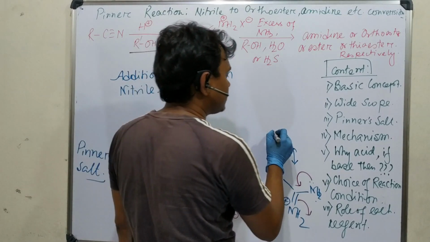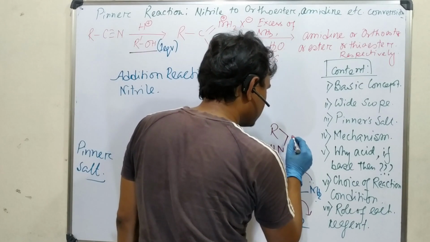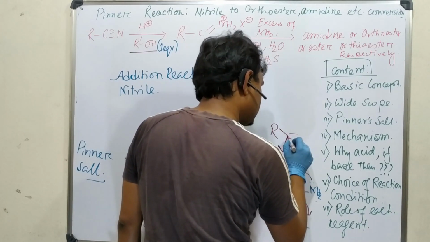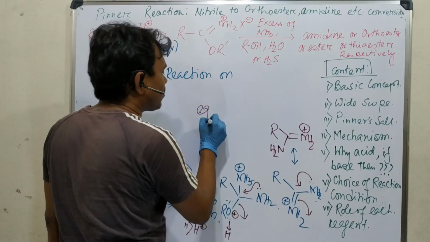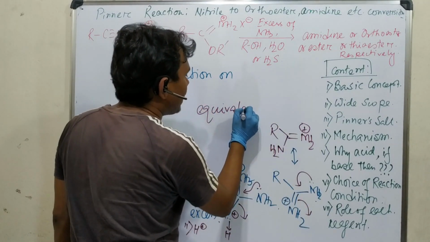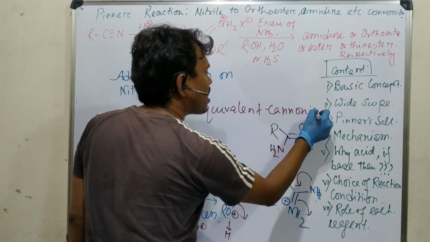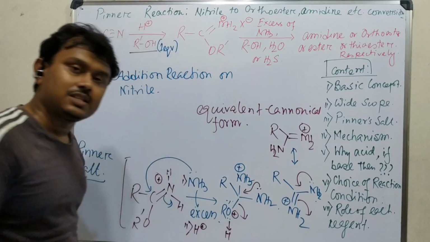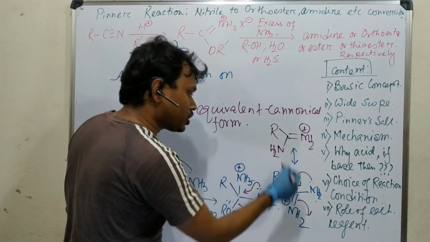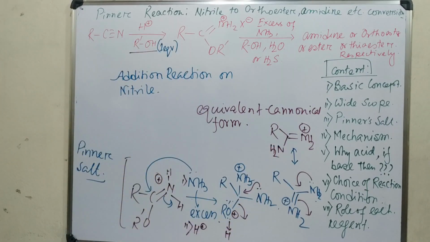So what is the product? R, this is NH2, this is NH2 plus. See, this phenomenon is called equivalent canonical form. And when such an opportunity exists, the contribution of both canonical forms is almost the same. Now let's come to the amidine part you have observed.